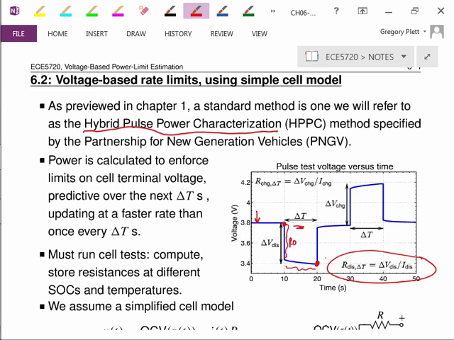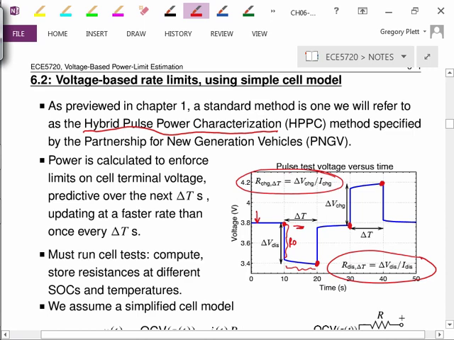We allow the cell to rest probably longer than I showed, so we start at equilibrium again, and then we subject the cell to a charge pulse, and we measure the voltage before the charge pulse and then delta t seconds later, and then we compute a charge resistance, which is this delta V charge divided by the charging current. And we can tabulate resistances versus different states of charge and different temperatures and come up with a nice fancy table of resistances that I could use in a power calculation.